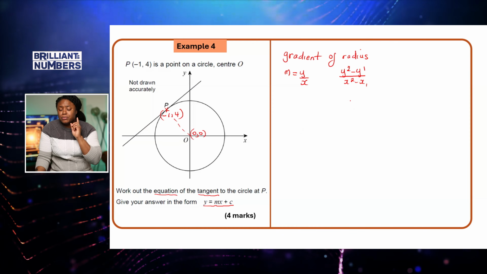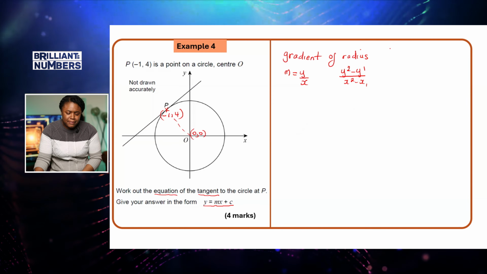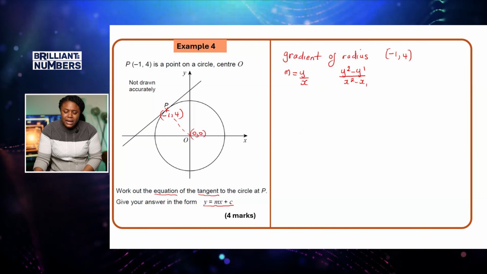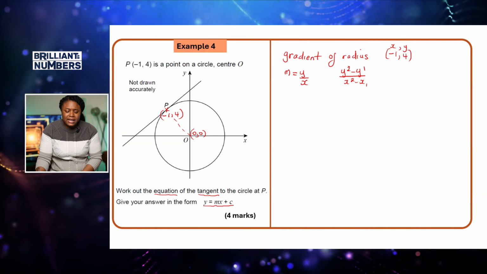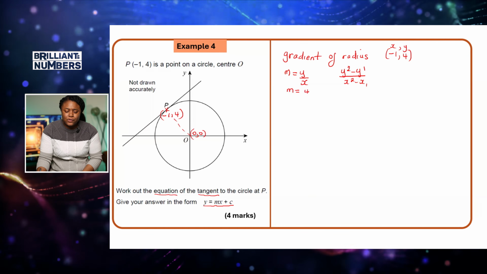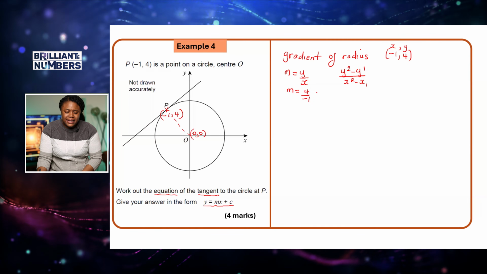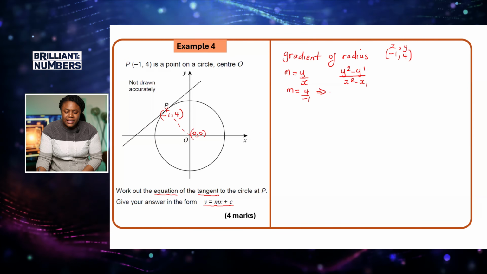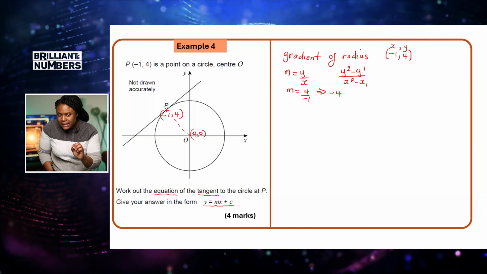Importantly here is to make sure we do not mix up the x and the y coordinates. I'm just going to write my pair here. So it's -1 and 4. So x is -1 and y is 4. So I'm just going to substitute that here. So the gradient of the radius will be positive 4 divided by -1. A positive divided by a negative will still be negative. So the gradient here is -4. And that's the gradient of the radius.